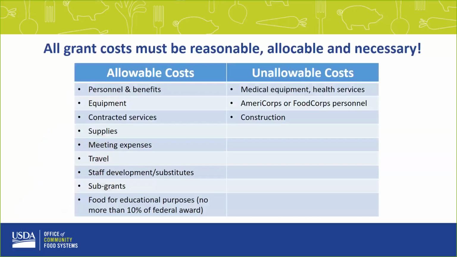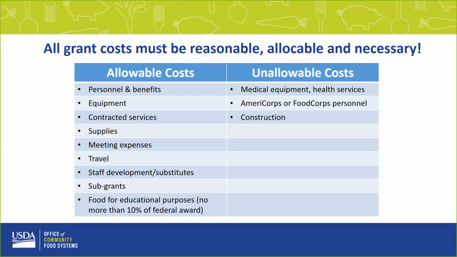All grant costs in the budget must be reasonable, allocable, and necessary. They must be reasonable, meaning they must fall within the scope of allowable costs, and a prudent person in similar circumstances would incur the cost at the proposed rate. Costs must be allocable, meaning they must be directly related to specific grant activities and contribute to grant objectives. And they must be necessary. Costs must be essential to accomplishing the grant objectives.